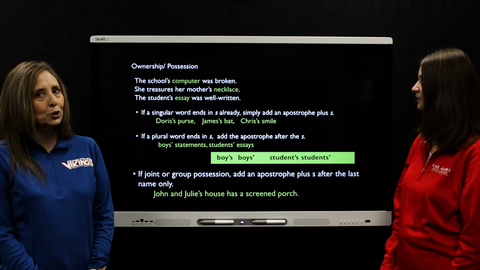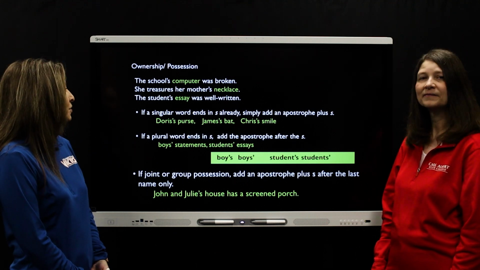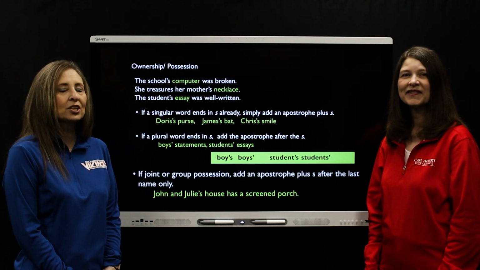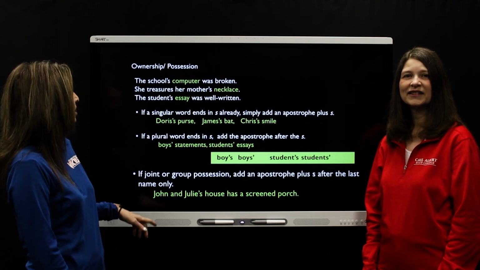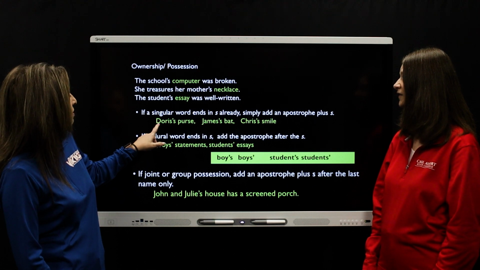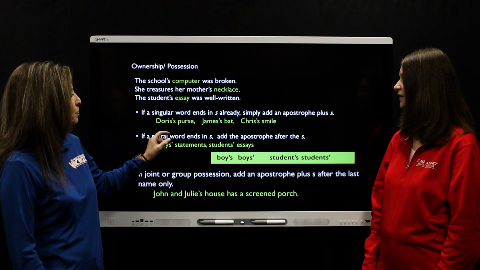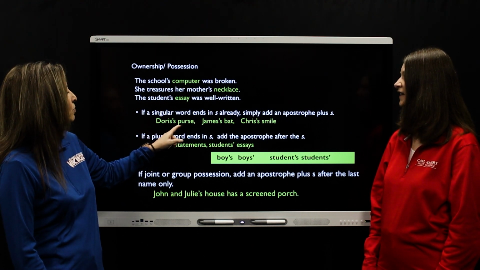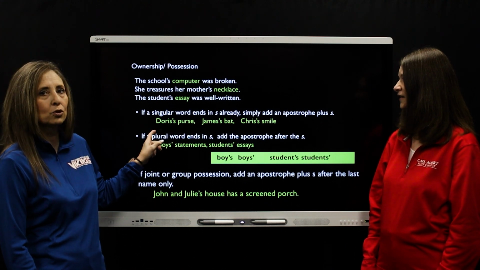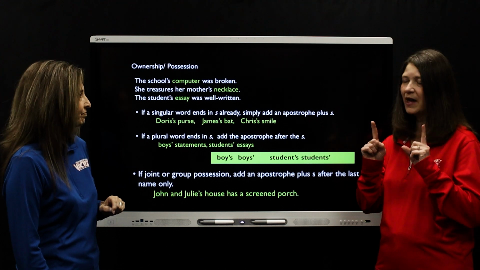Now, something that gets a little tricky is singular words that end in S. So if you have a singular word that ends in S, we're going to add an apostrophe and an S to show the possession. So we have some people here. We have Doris, James, and Chris. Well, we need to show the purse belongs to Doris. So we add an apostrophe S, and then we know that the purse belongs to Doris. Doris's purse. And there's just one Doris. Right. One Doris owning that purse.